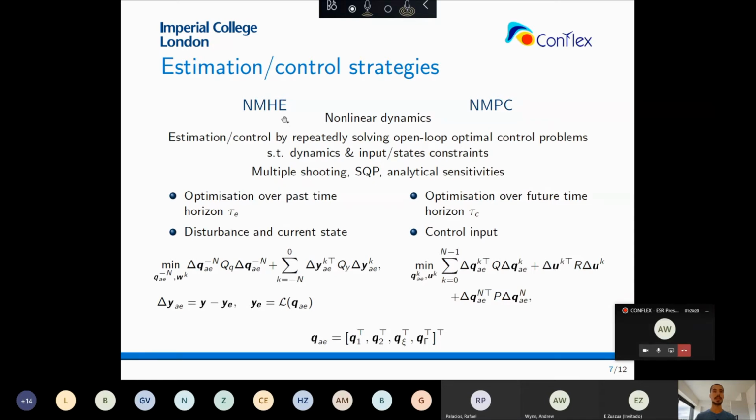The main difference is that for the MHE, the optimization is performed over past time horizons, and the decision variables are the disturbances to the system and the current state of the system. And the cost function which we try to minimize has this shape, which essentially penalizes the difference between the measured outputs that we get from the real system and the output that we get from the internal system that the MHE uses. For the MPC counterpart, the optimization is done over a future time horizon, while the decision variable is the control input, the control load. And the cost function is mainly a penalization from a reference state that we want to achieve.